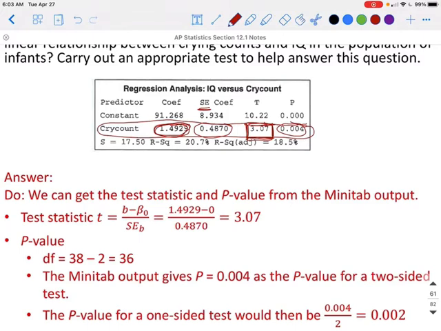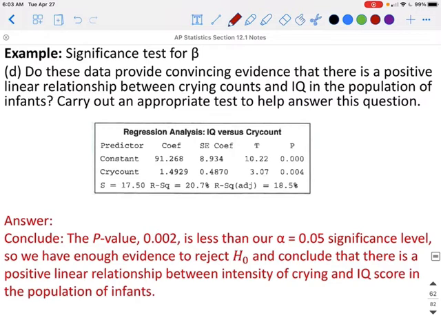So the last thing we need to do for this problem is to do our conclusion. The p-value of 0.002 is less than our alpha of 0.05. So we have enough evidence to reject the null hypothesis and conclude that there is a positive linear relationship between intensity of crying and IQ scores in the population of infants.